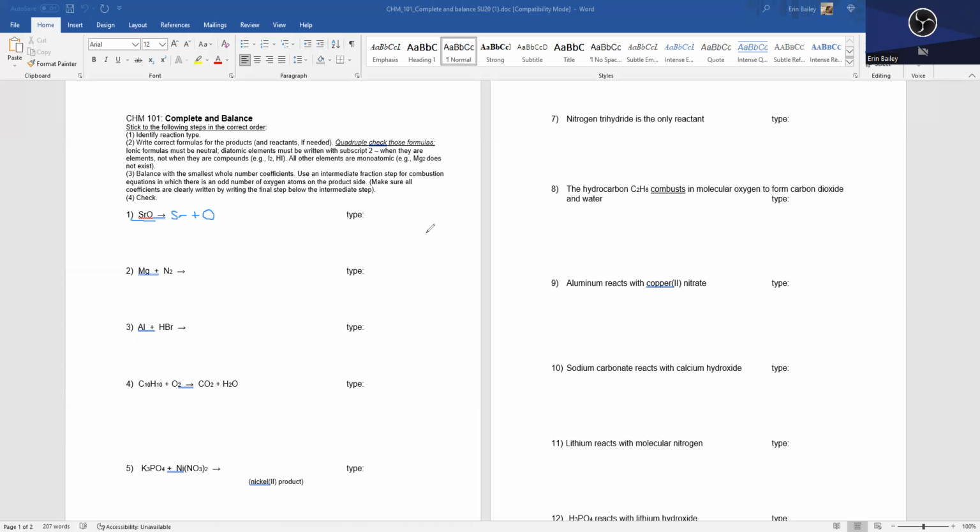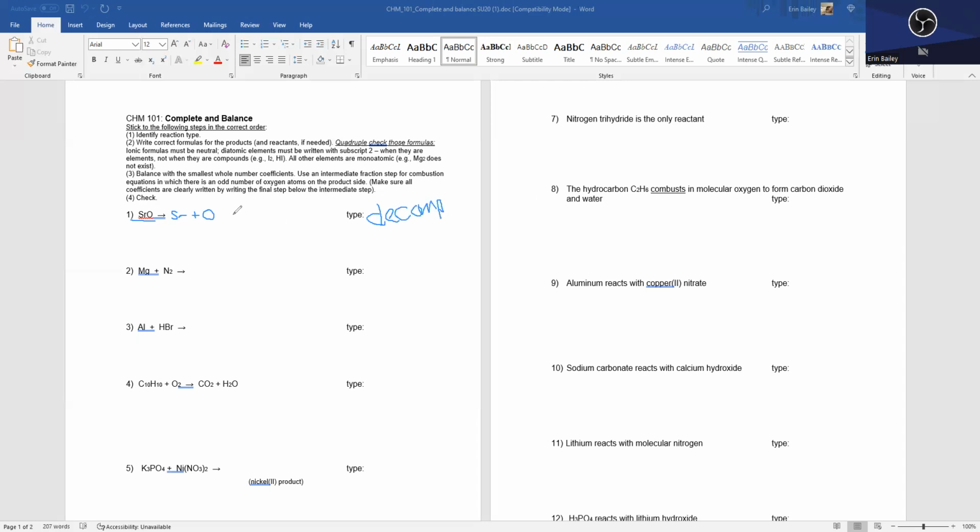We all know the type can be decomposition, combination, single replacement, double replacement, or combustion, at least the ones in this class. And this one, it's going to be decomp. I think you guys can identify the types pretty well.